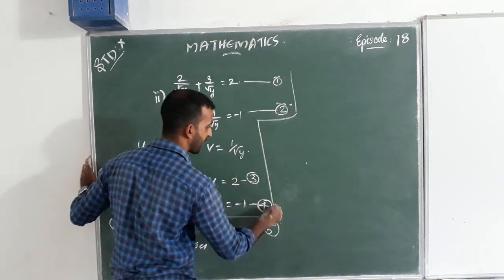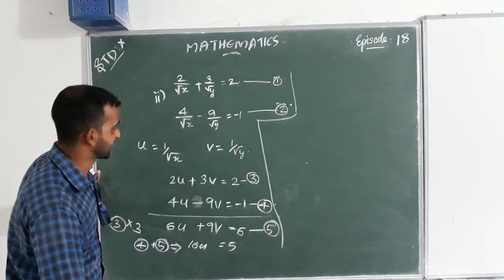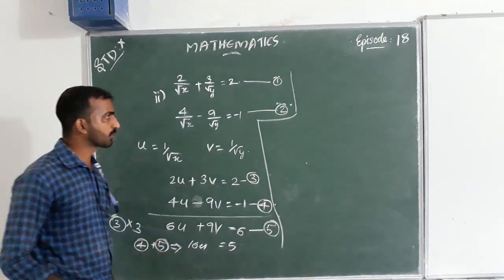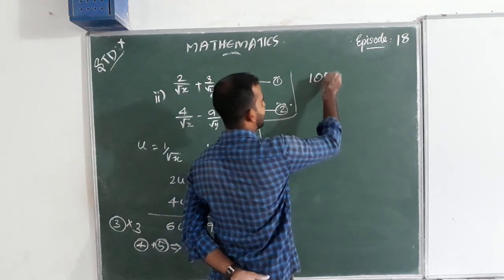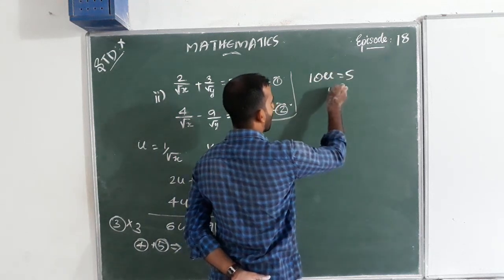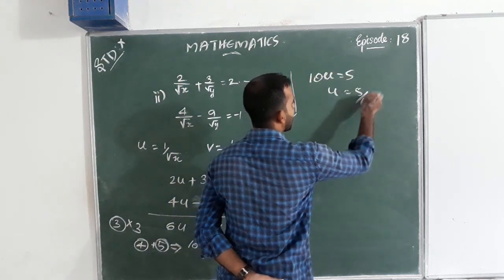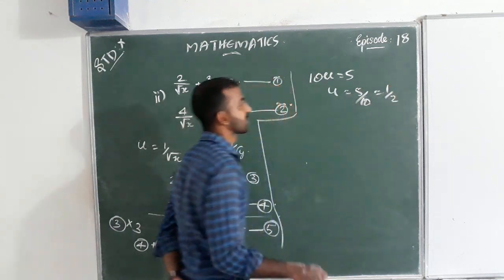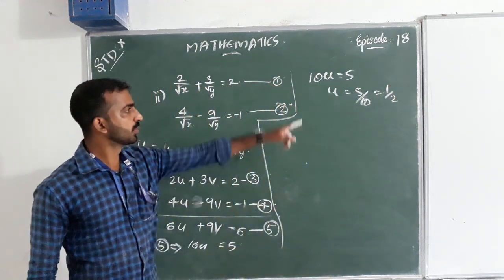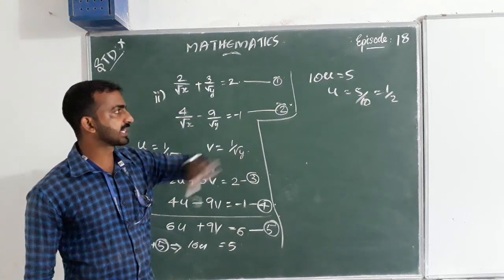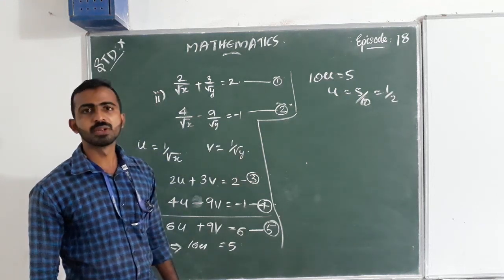Is it? Yes. That is 10u equal to 5. So u equal to 5 by 10, and that is equal to 1 by 2.